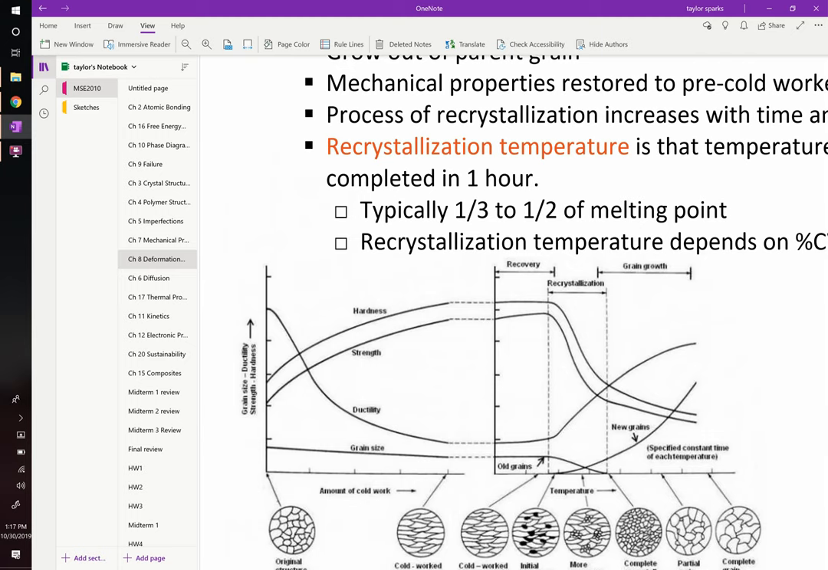Why? Because of Hall-Petch. Hall-Petch equation said the smaller the grains, the stronger the material. Why is that the case? Why should smaller grains give you stronger material, Josh?